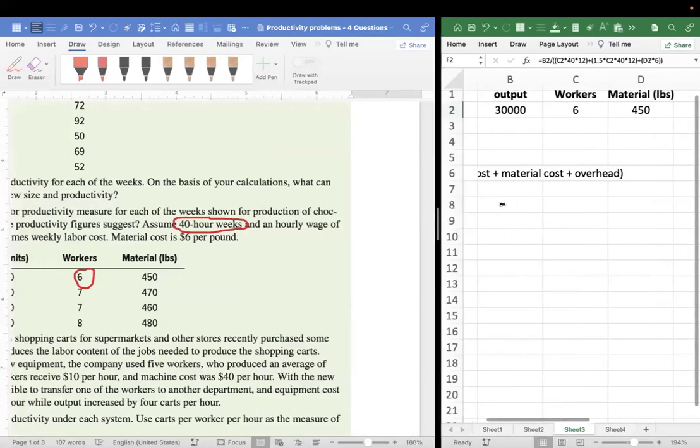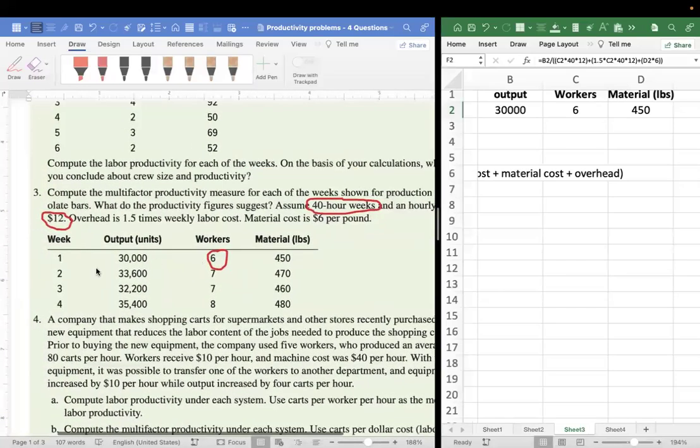All right. And then using the same approach, you will be calculating multi-factor productivity for week 2, week 3, and week 4.